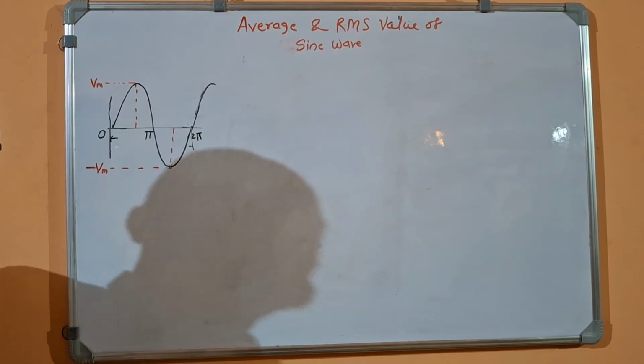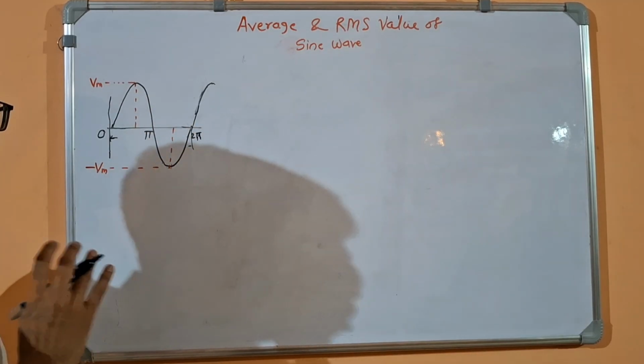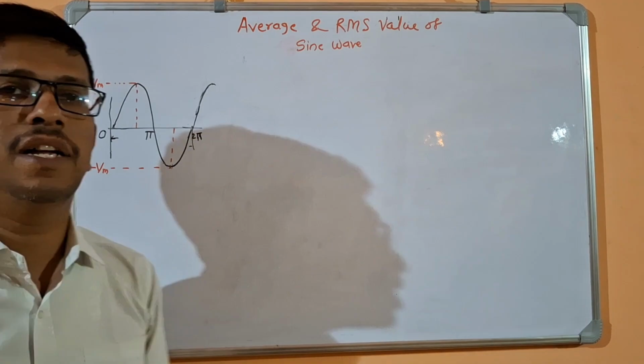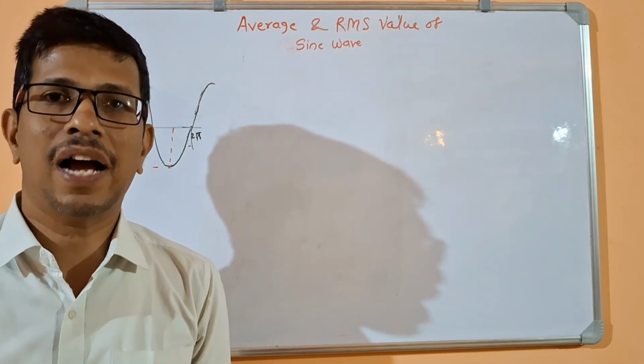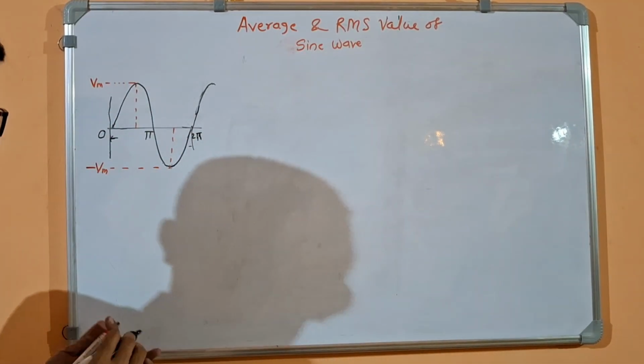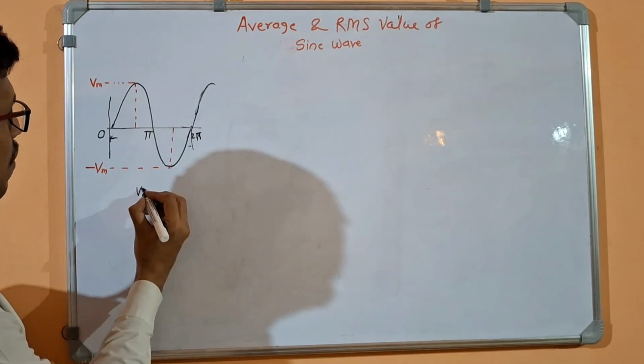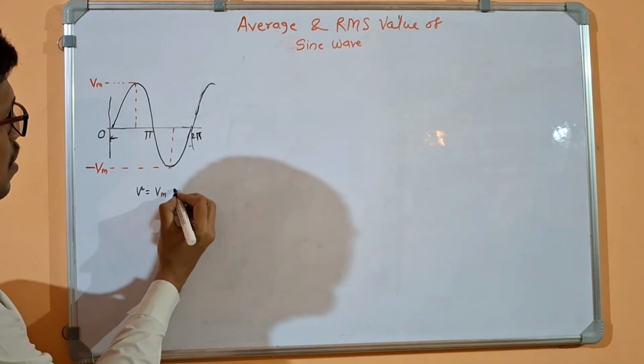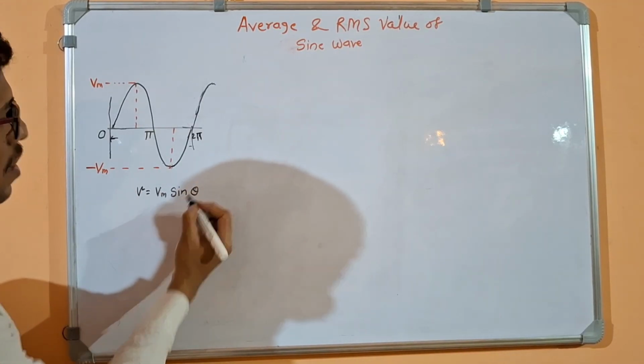The maximum value for this cycle is Vm. We are considering voltage, that's why Vm. If you are considering current, then we have to take Im. Okay, and the equation for this sine wave is V is equal to Vm sine theta.